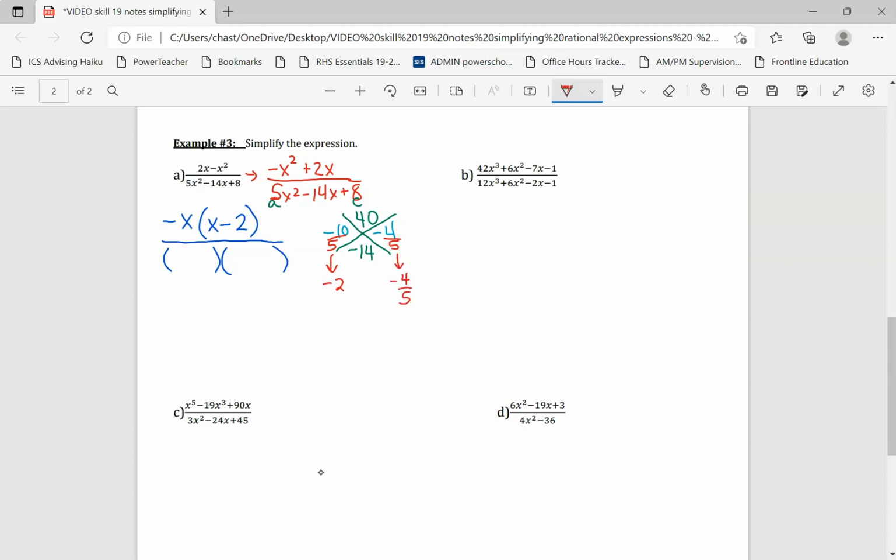So this negative 2, I'm going to write that as x minus 2. And this negative 4/5, what I'm going to do is take that 5 and put it in front of an x and then minus 4. And I've now factored that appropriately.